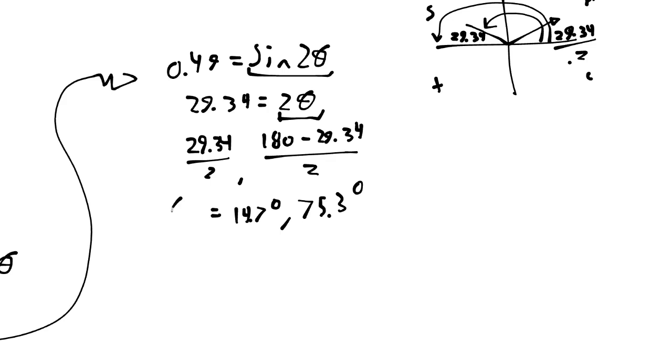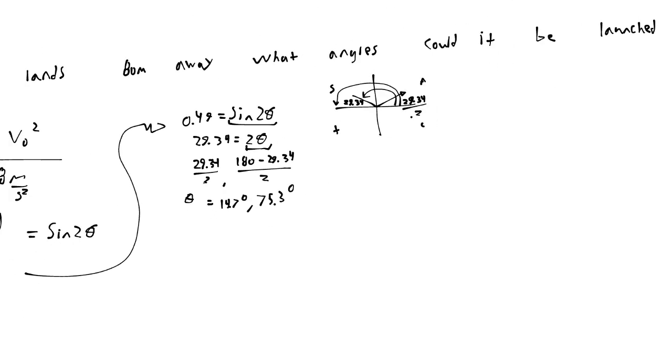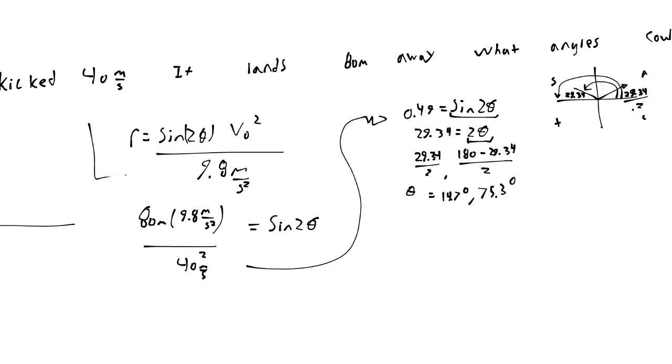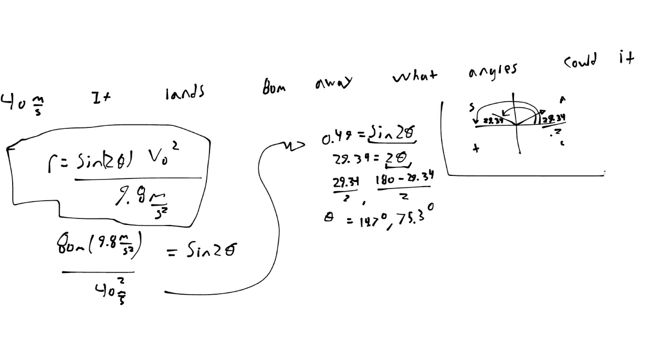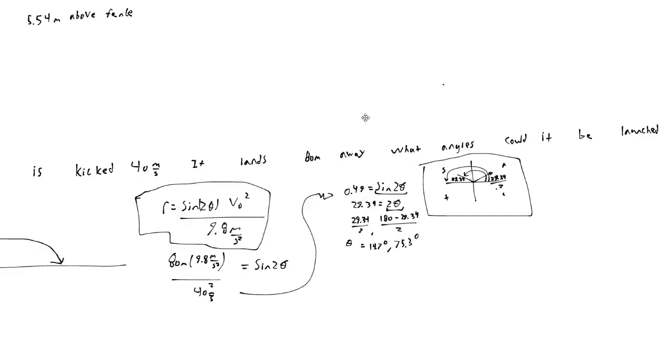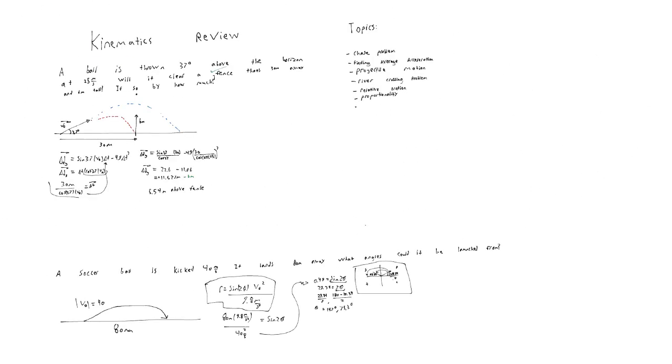So theta has two options, and those are the two numbers you get. So remember this formula. Range equals sine 2 theta times v naught squared divided by 9.8. And also be able to show this as well. Don't just memorize this thing right here. You also got to demonstrate that you know what's happening. Alright, that's all for projectile motion.